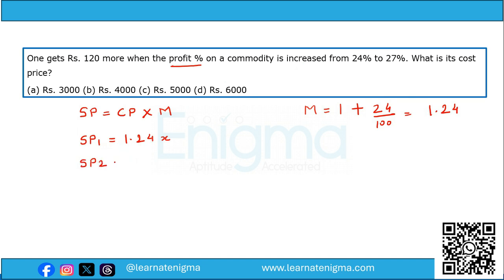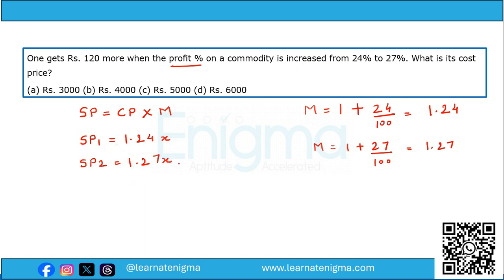Selling price 2 is with 27% x. So therefore the multiplier for that will be 1 plus 27 upon 100, which comes out to be 1.27. So you have the formula 1.27x.